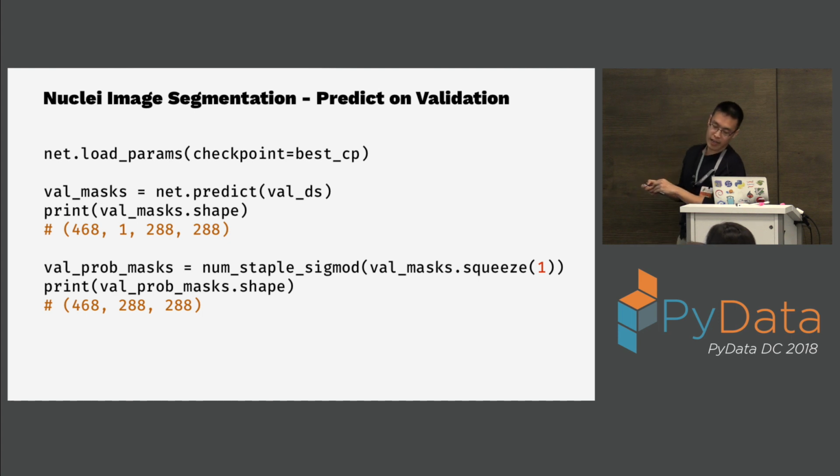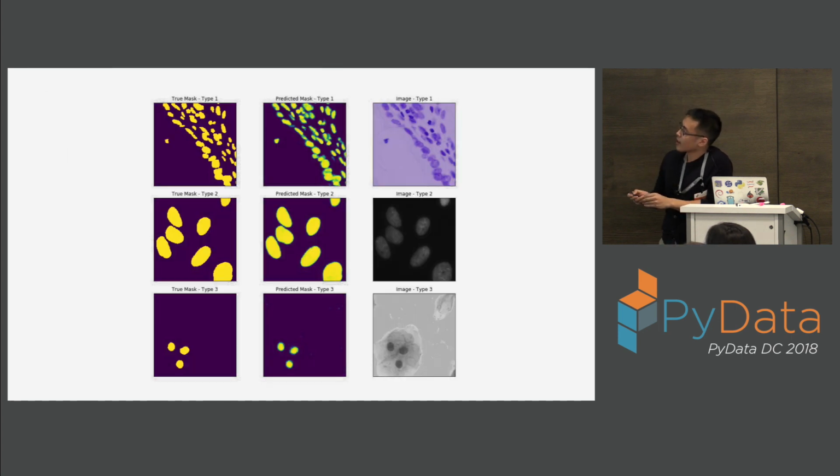So what do the results look like in this case? It looks like this, where the first column is the true values of the mask. The third column is the images, and in the middle is the predictions.